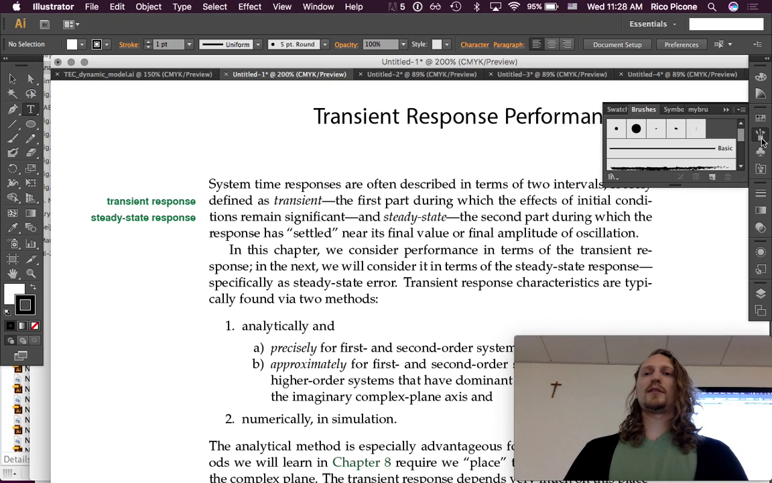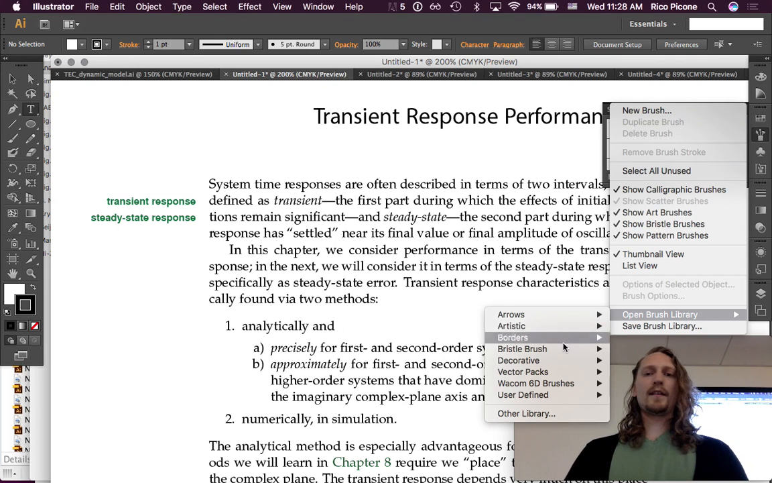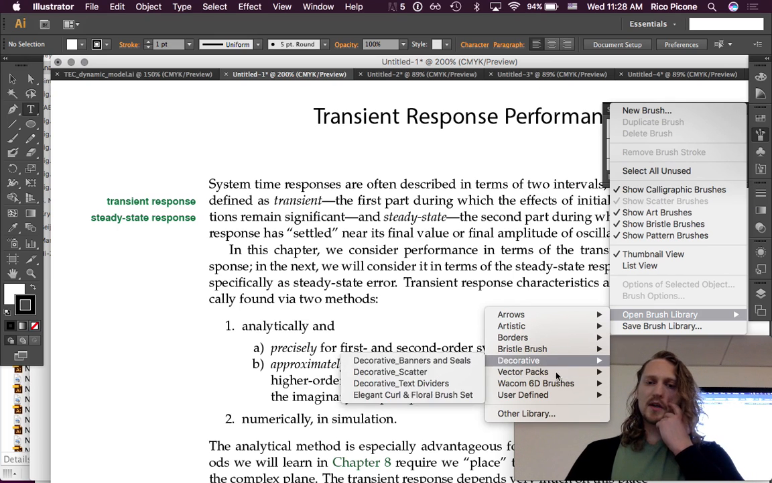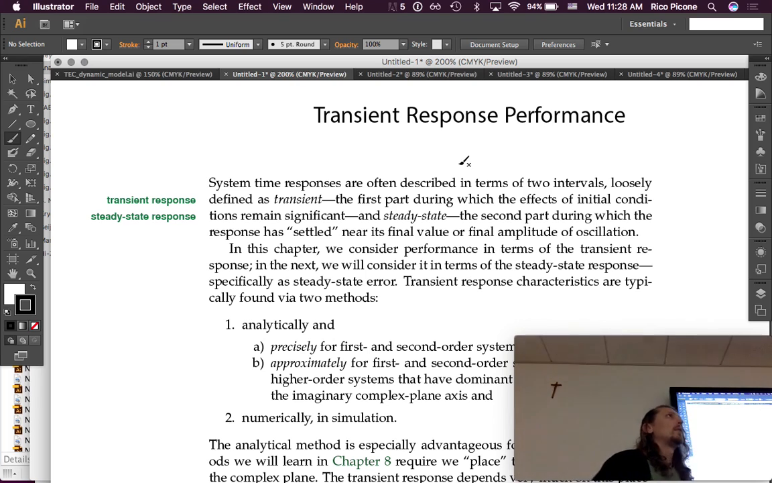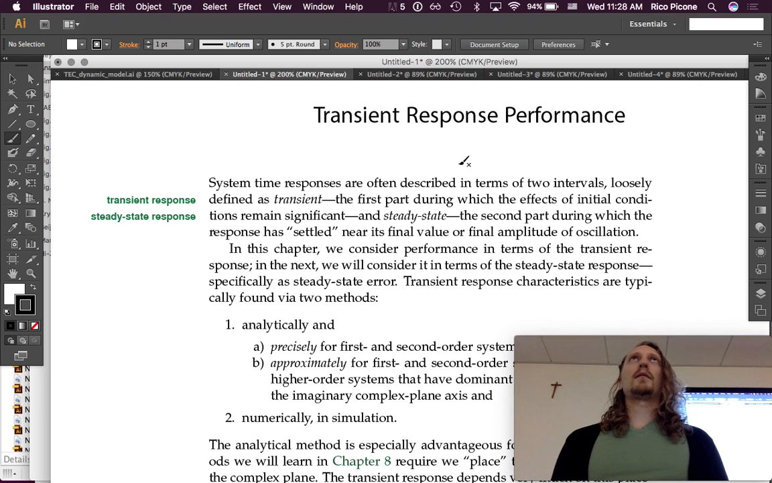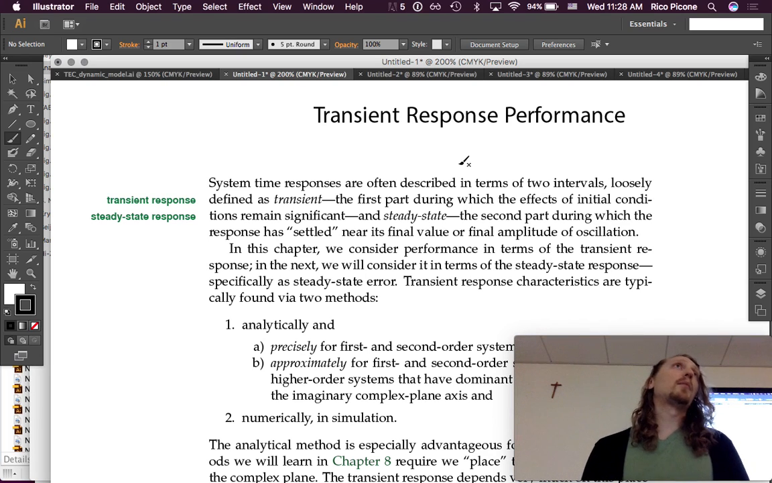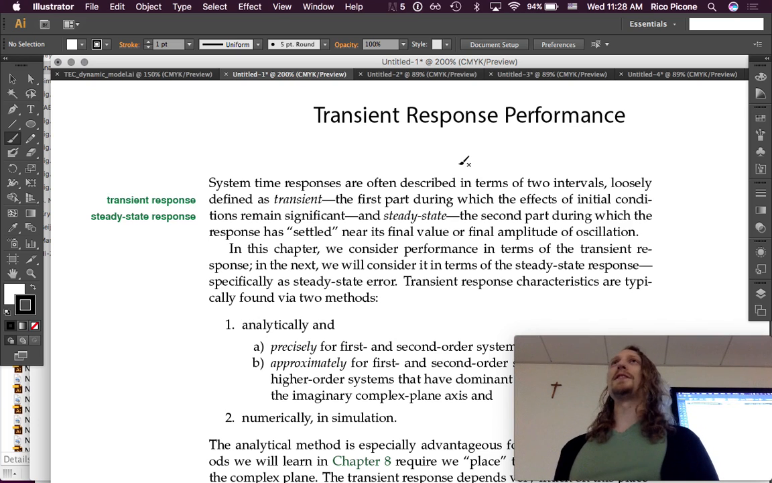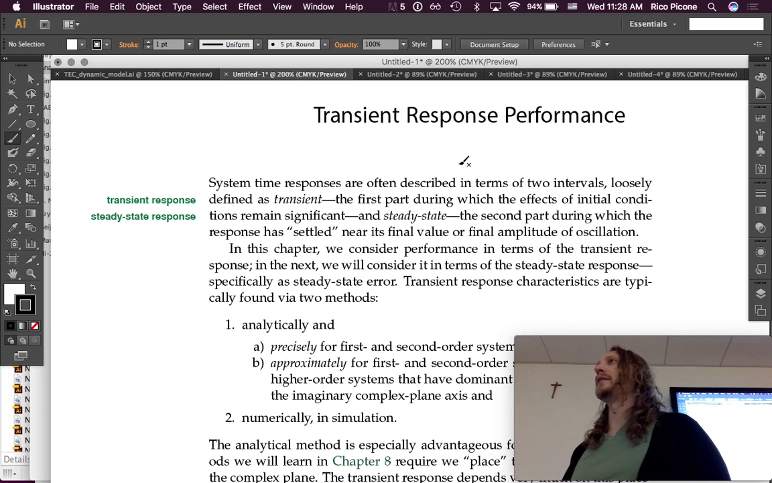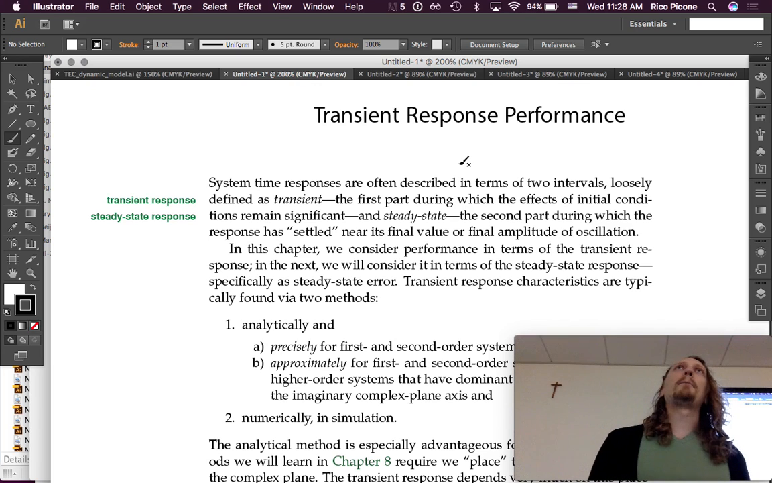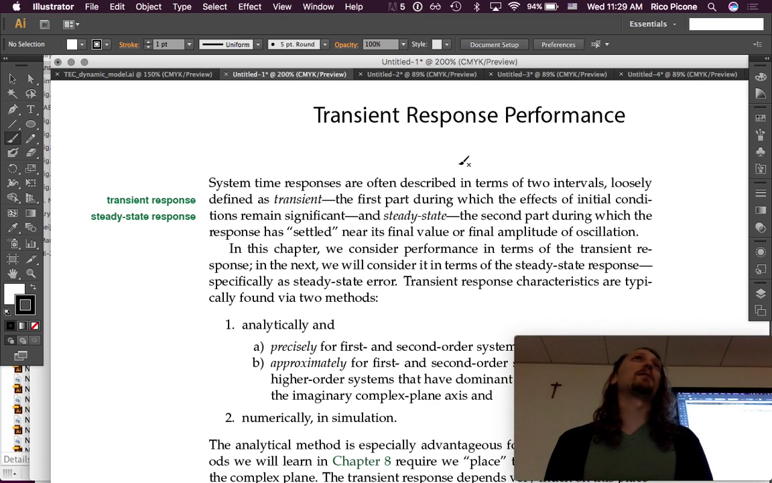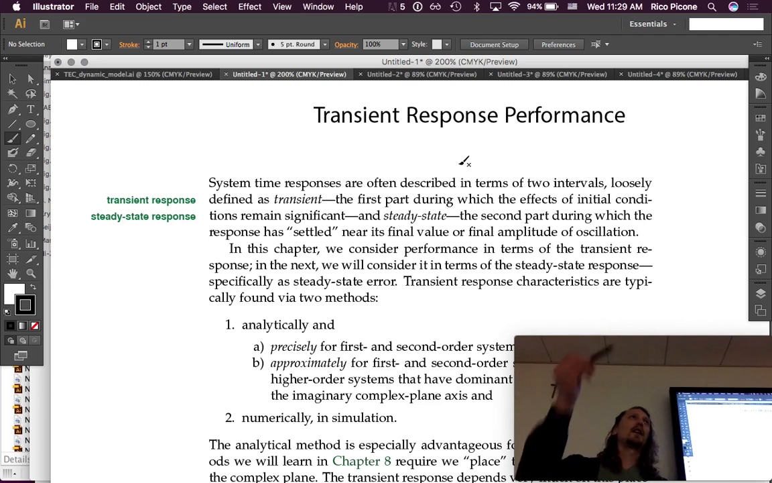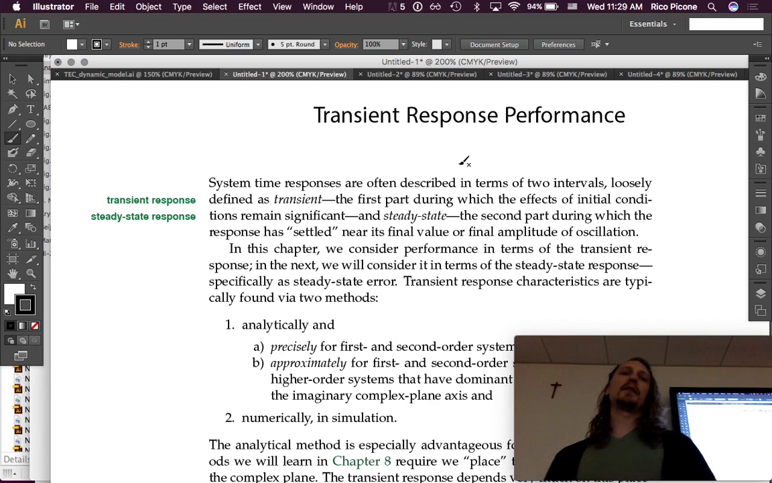So, let's do a discussion about transient response performance. We talked last week about stability, which is the most important performance characteristic of your control system. It better be stable. That's really a pretty important aspect of most control systems. However, past that, obviously you don't want it to be stable and suck either. So you want it to be stable and perform well. And so that's what these next two chapters are about. It's the transient response characteristics and then the steady state response characteristics.